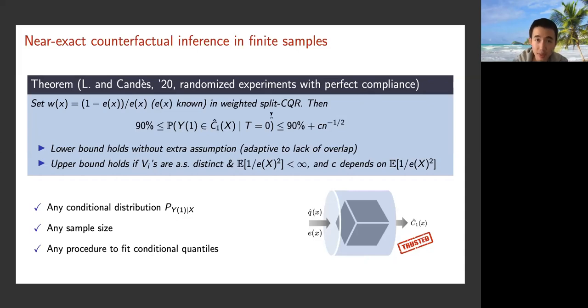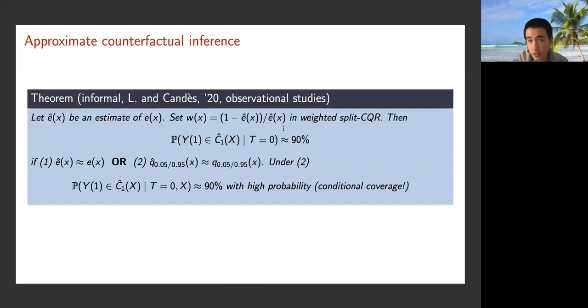To summarize, for a randomized experiment, if we know the propensity score, then we can achieve near exact coverage, which is 90%. But in general observational studies, or a randomized experiment with non-compliance, the propensity score has to be estimated. In this case, we can plug in an estimated version of the propensity score. Informally, we can show that the coverage is approximately 90% if either the propensity score is well estimated or the conditional quantiles are well estimated. I highlight this "or" because I only need one of these two assumptions to be true. If we get the propensity score correct, we can afford arbitrarily bad conditional quantile estimates. And if we get the conditional quantiles well, we can afford an arbitrarily bad propensity score.